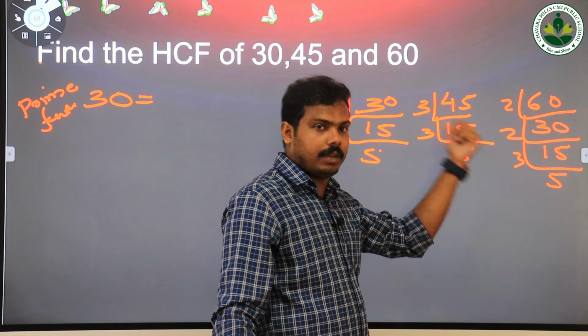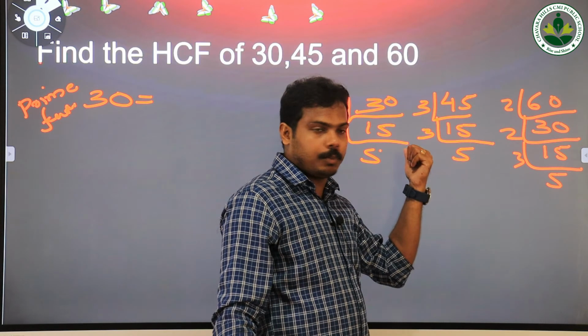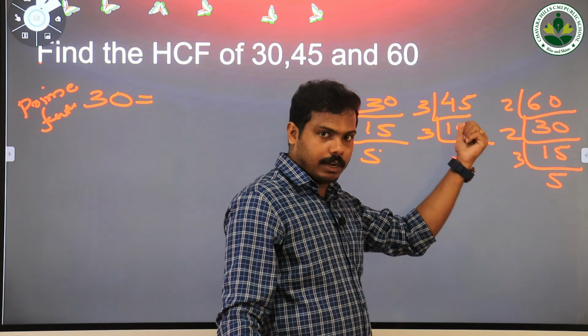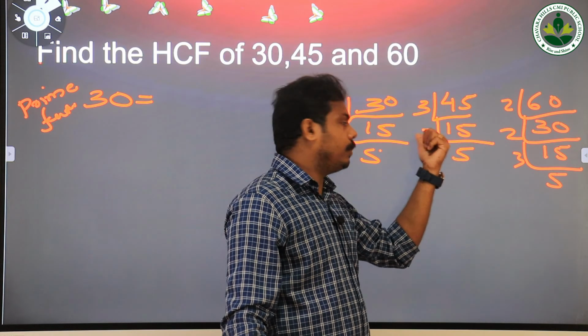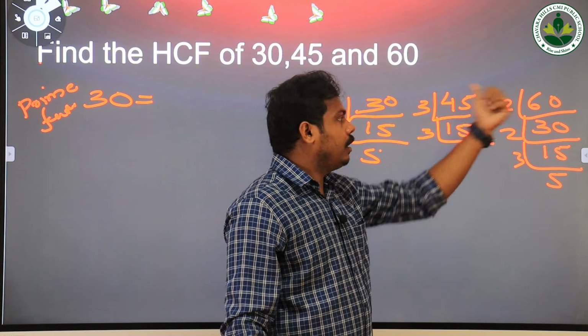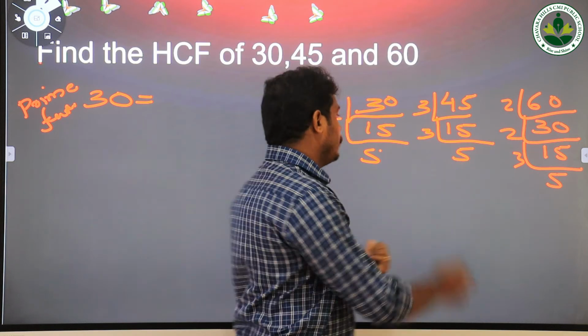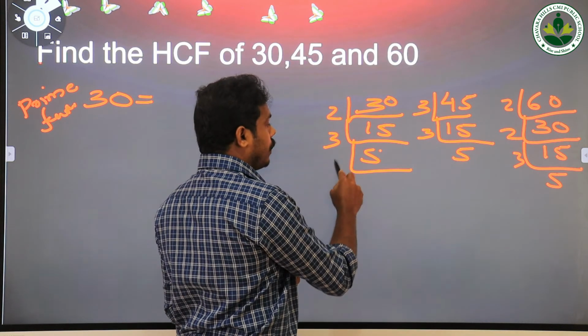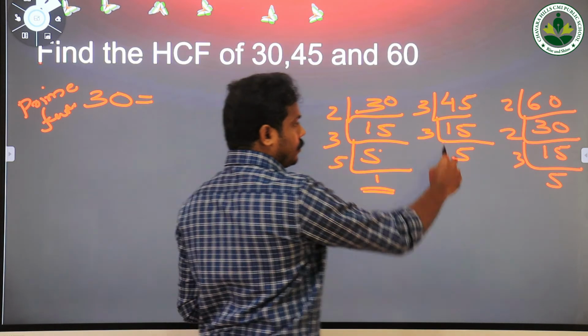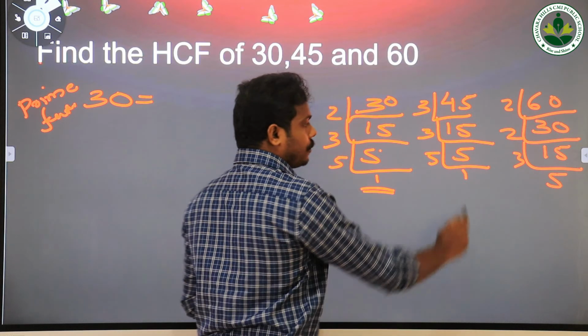45 divided by 3 is 15. Again 15 by 2 is not possible, so take 3. 15 divided by 3 is possible, 3 fives are 15, prime number we got. Or you can write 5, 5 ones are 5. Okay, here 5, 5 ones are 5.